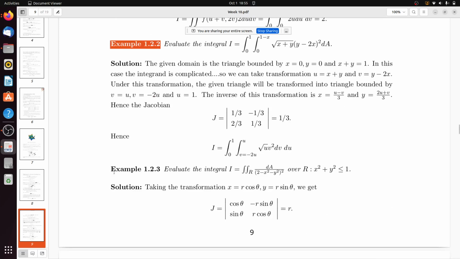Now example 1.2.3: evaluate the integral of r dA by 2 minus x square minus y square by 2 over r, where x square plus y square is less than or equal to 1.